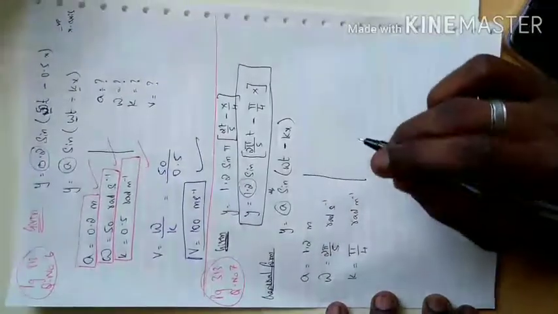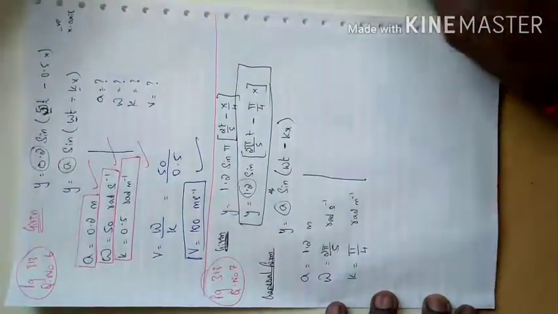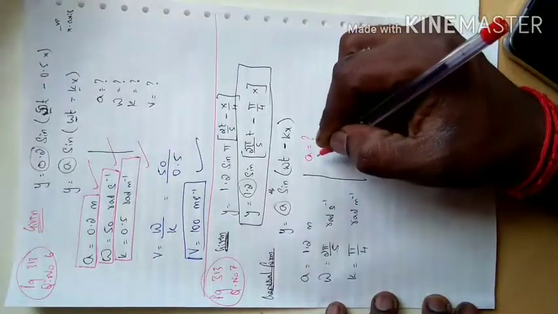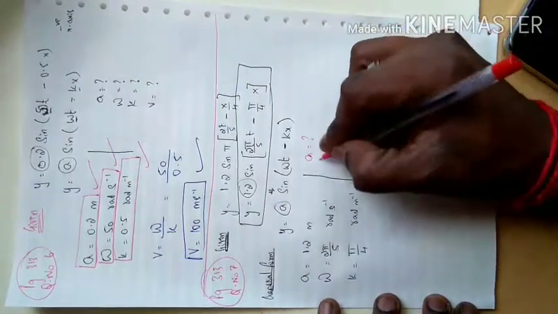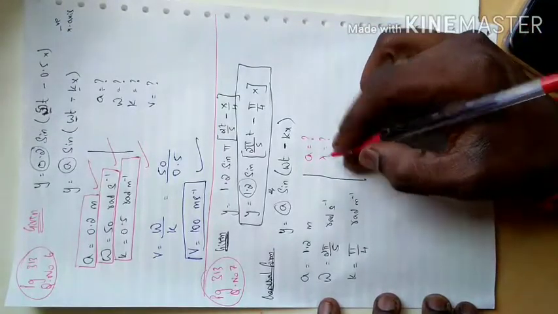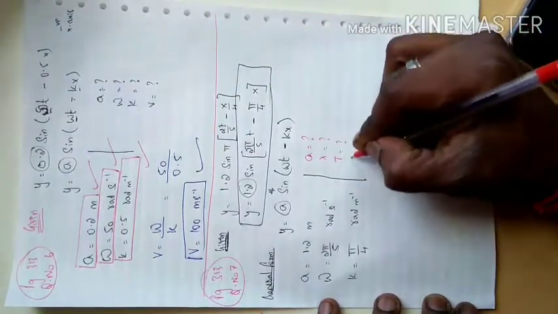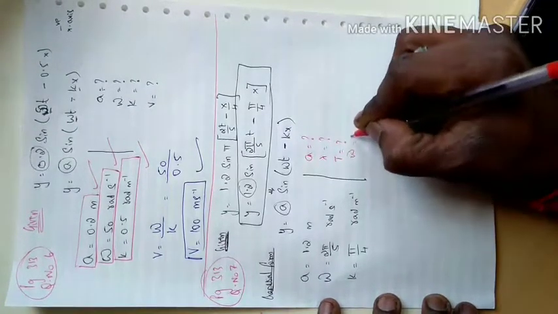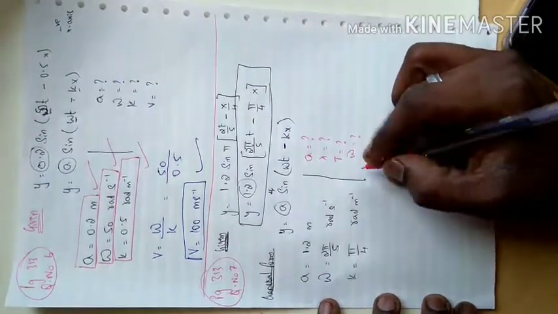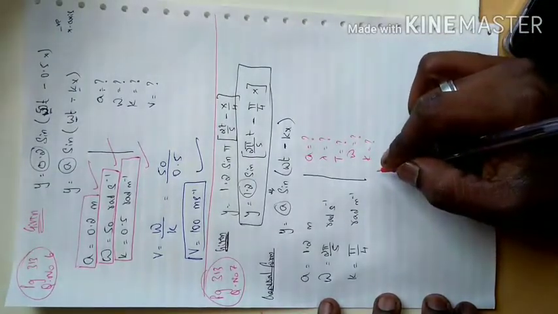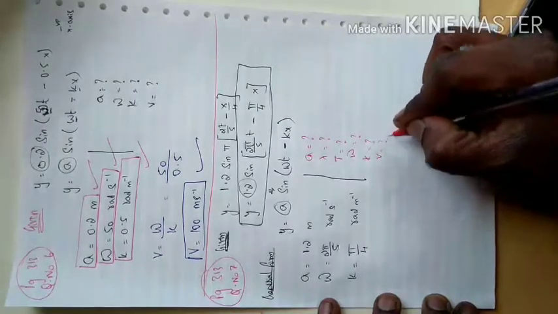Now, what are the things they are asking you to find out? They are asking you to calculate the amplitude, A is question mark. Next they are asking you to calculate the wavelength, λ is question mark. Then the time period, T is question mark. They are asking you to calculate the angular frequency, that is ω is question mark. Then wave number, k is question mark. And then speed of the propagation of the wave, v is equal to question mark.